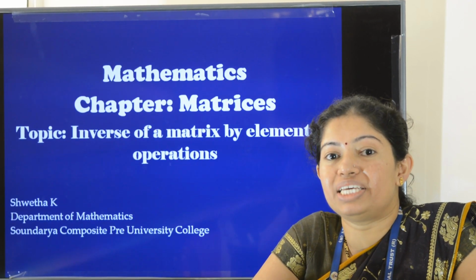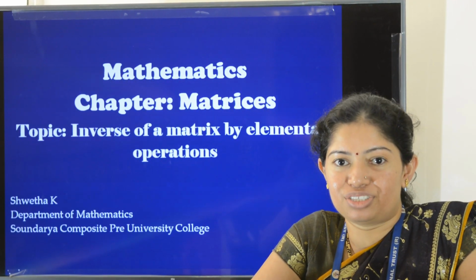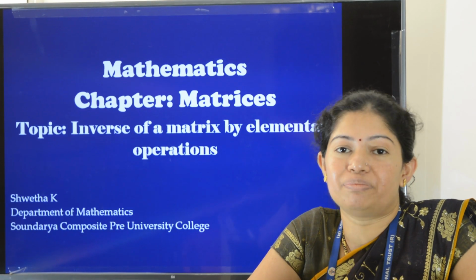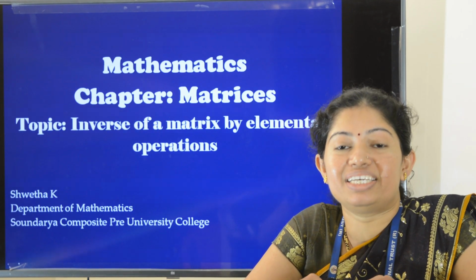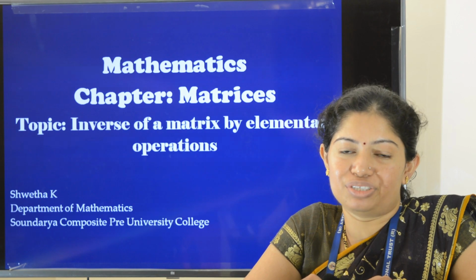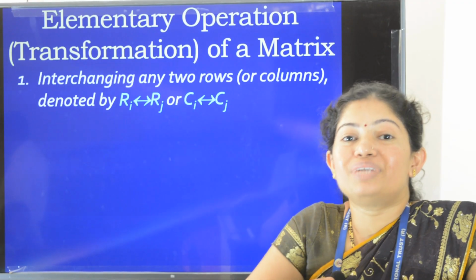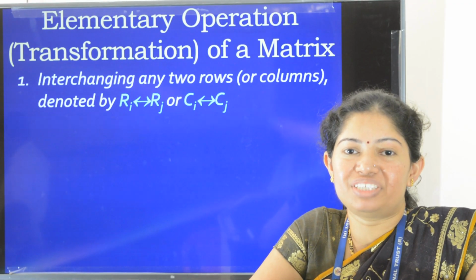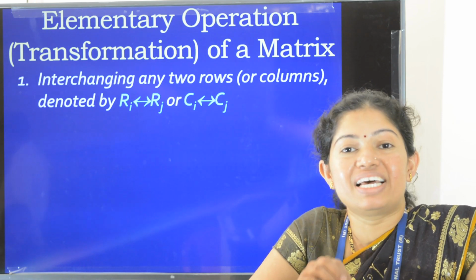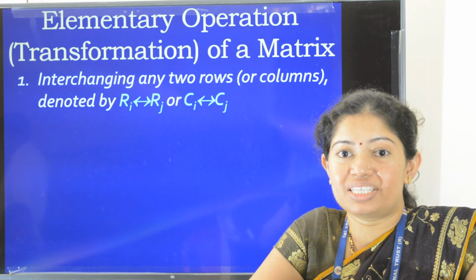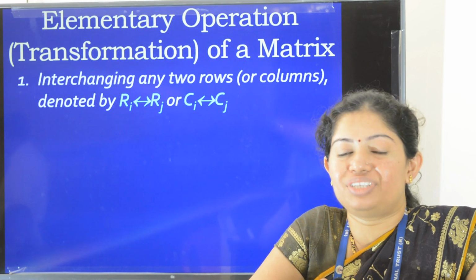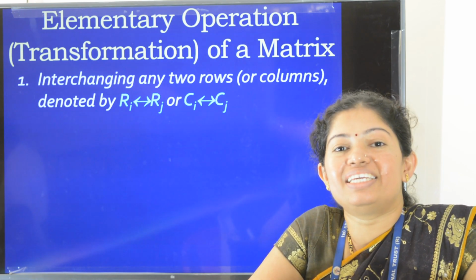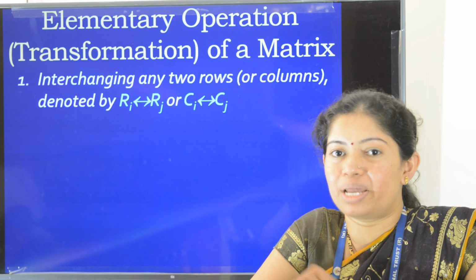So we have to see what these elementary operations are, what an inverse of a matrix is, and how we can find the inverse of a matrix by elementary operations. So students, let us see what these elementary operations are. We have 6 elementary operations, 3 for rows and 3 for columns. Let us see them one by one.